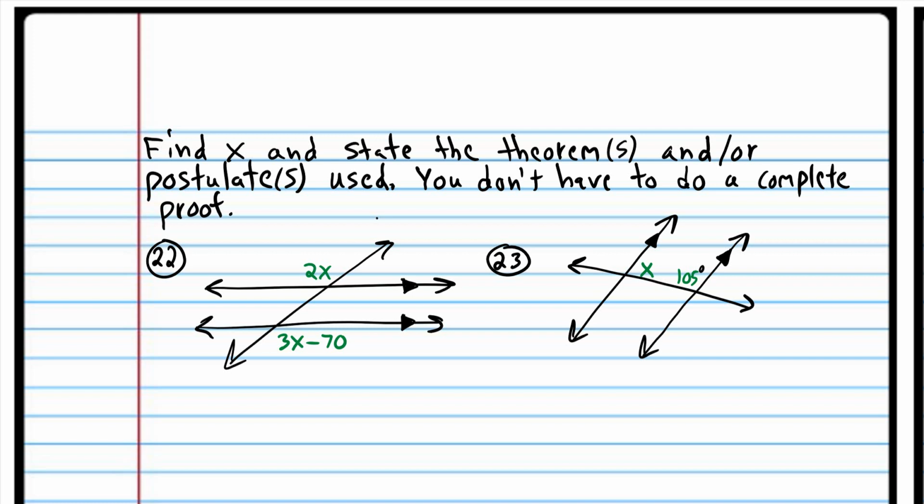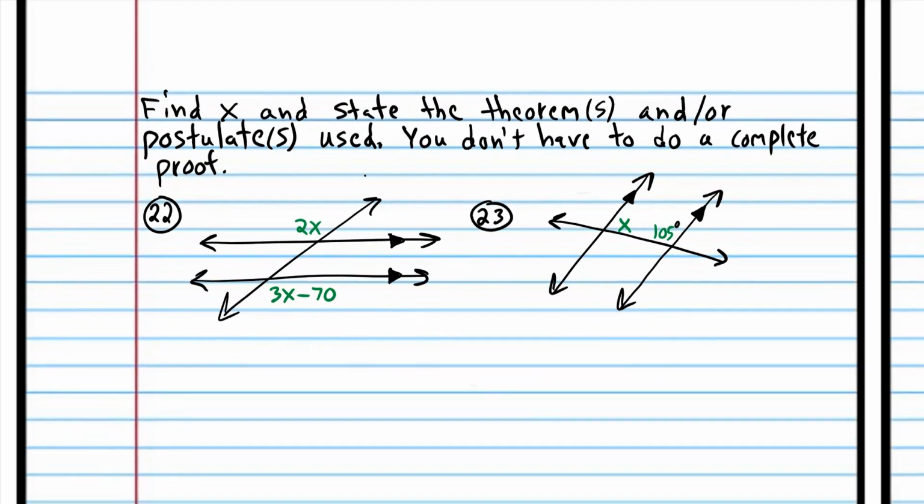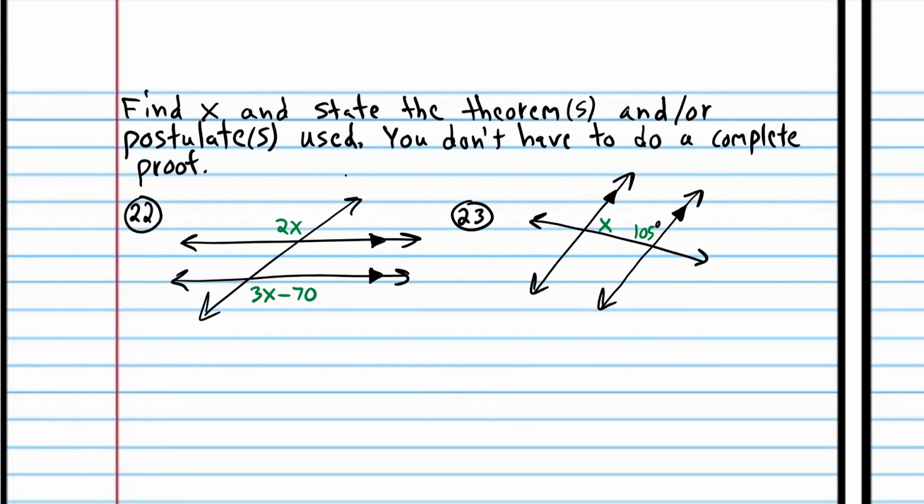So I'm going to give you a screenshot of all those theorems, and what you're going to do is use those theorems now to find the variable, the one variable x, in these next problems. It says, find x and state the theorem and/or postulates used. You don't have to do a complete proof. So you don't have to do a formal two-column proof here.